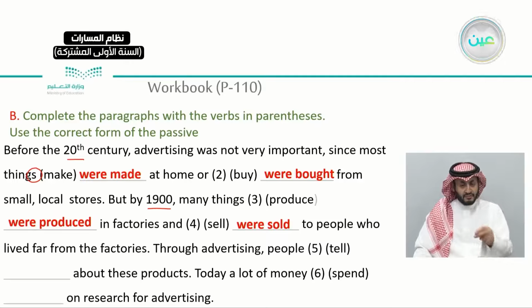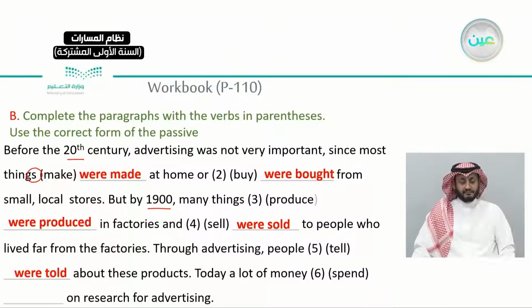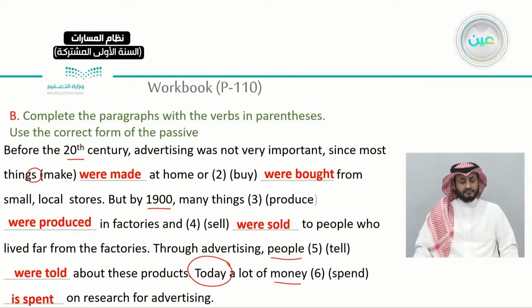Through advertising, people tell in the 20th century, or yes, in the 20th century, people were told. Where? Because we're having here people. We're told about these products. Today. Now here, we are in the present tense. Today, a lot of money spent on research for advertising. Money, singular, so we will use is spent. Is spent on research for advertising.